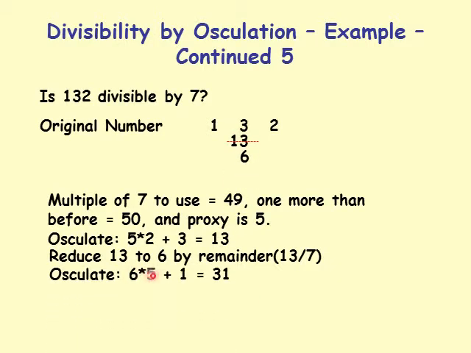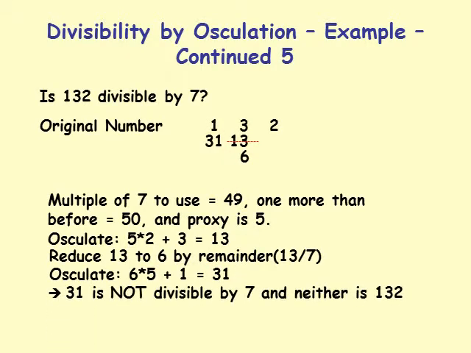Osculate again. 6 times 5. That's the osculation of 6 times 5, or 5 times 6 plus 1, 31. So let's get 31 here. Now we are left with 31. 31 is not divisible by 7, and neither is 132. So 132 is not divisible by 7.